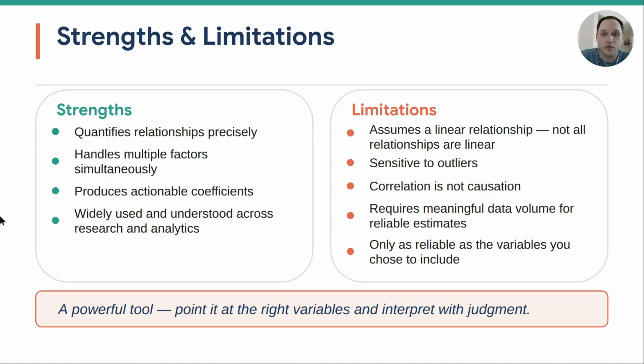The limitations. Regression assumes a linear relationship, which isn't always the right model. Some relationships curve, and forcing a straight line through curved data produces misleading coefficients. It's sensitive to outliers. A few extreme data points can significantly shift the line. Correlation is not causation, and it requires a meaningful volume of data to produce reliable estimates. Running a regression on 15 data points will produce numbers, but you shouldn't trust them.